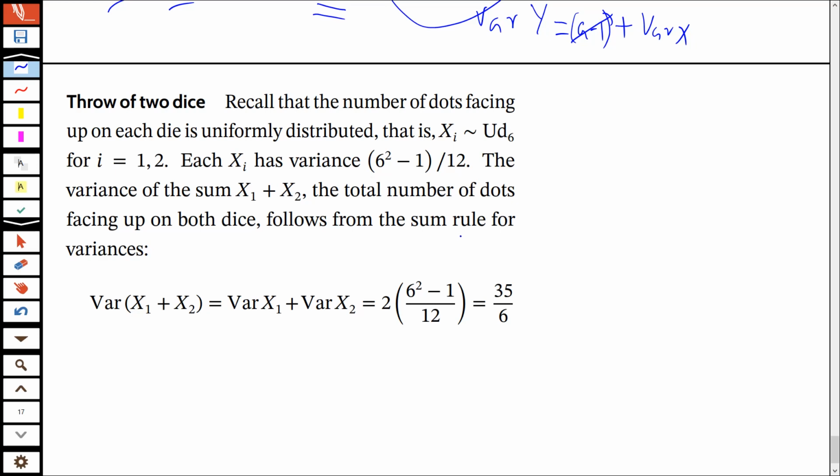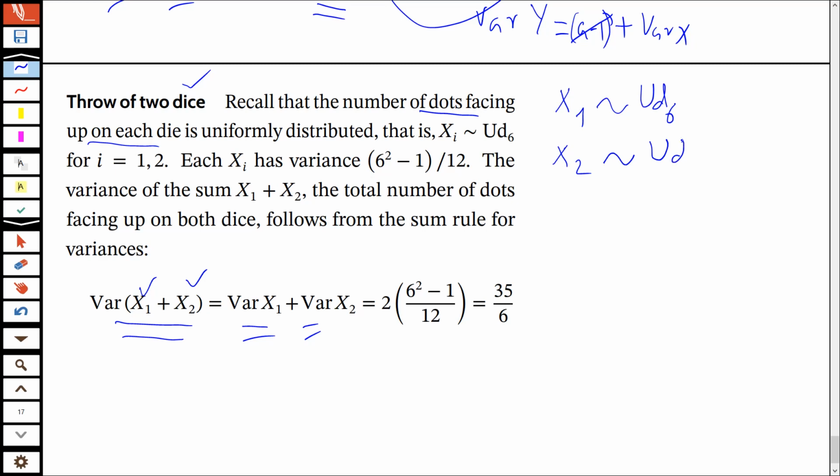I can also apply these nice results where I take two independent random variables. The variance of the sum is the sum of variances. I can also apply this to the two dice experiment. If you remember, you had two dice, and the number of dots on each die can be represented by a random variable. So x1 could represent the number of dots facing up on one of the dice, and you know that if the die is fair, it will be a uniform discrete distribution with 6 values from 1 to 6, and x2 for the second die will also be uniform discrete with 6 values.